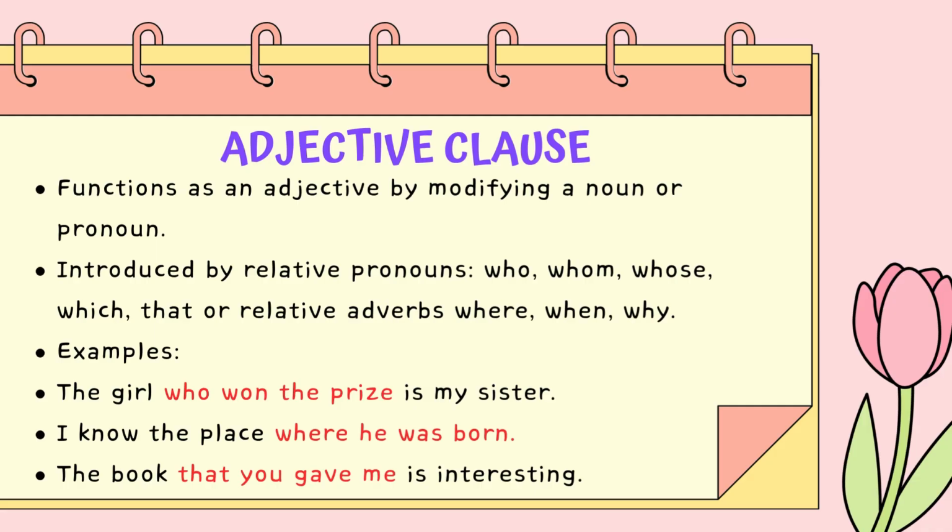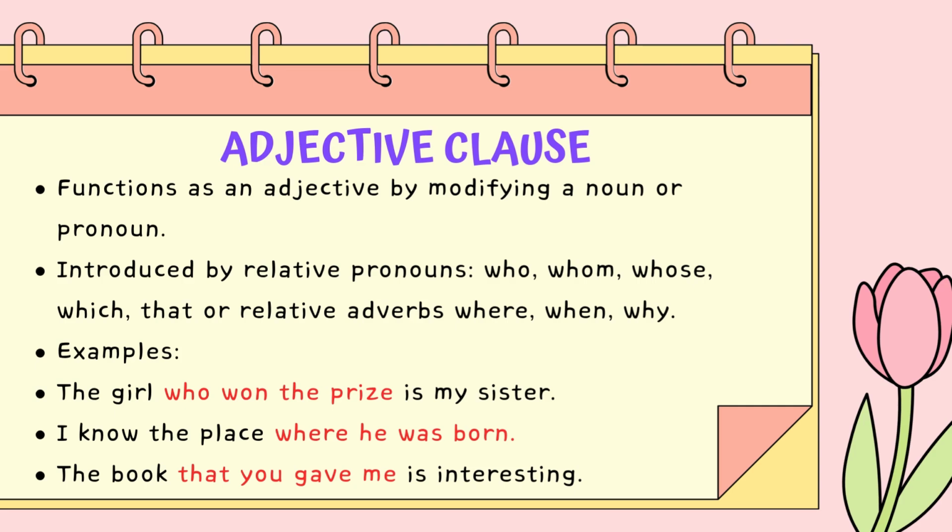Let's look at these in examples. The girl who won the prize is my sister. So, who won the prize is the adjective clause modifying the noun the girl. Next example says, I know the place where he was born. Where he was born is the adjective clause modifying the noun place. And finally, the book that you gave me is interesting. So that you gave me is the adjective clause modifying the noun the book.